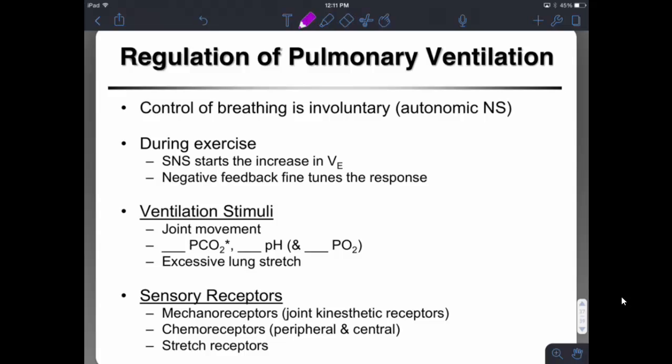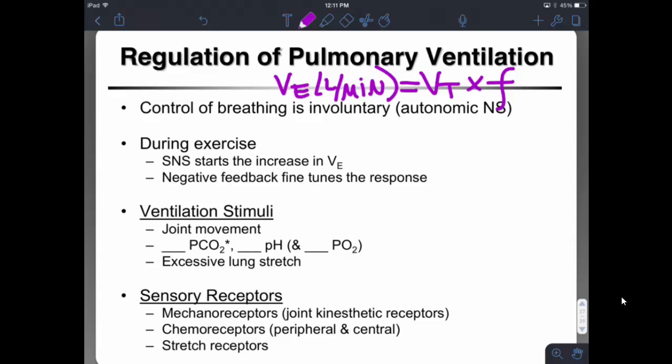The last recording in Chapter 7 is all about the regulation of pulmonary ventilation. So remember that ventilation is the liters per minute of air that we take in and out, and ventilation is determined by tidal volume and breathing frequency. And as with anything in the body, supply equals demand. So if the demand for ventilation goes up, the supply for that is going to go up to match that.